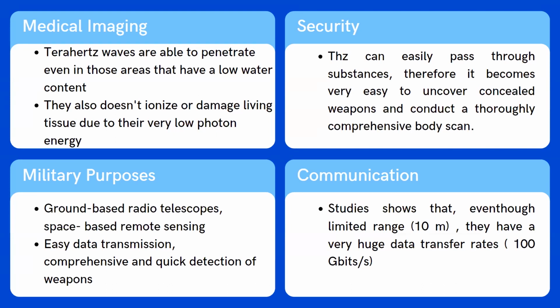This is mainly used by the military sector also. They are using it in some telescopes, some remote sensing, and all these things. If there are any weapons, we need to detect them quickly. And for the military, we need faster and easier data transmission. So all these purposes will be using terahertz waves.